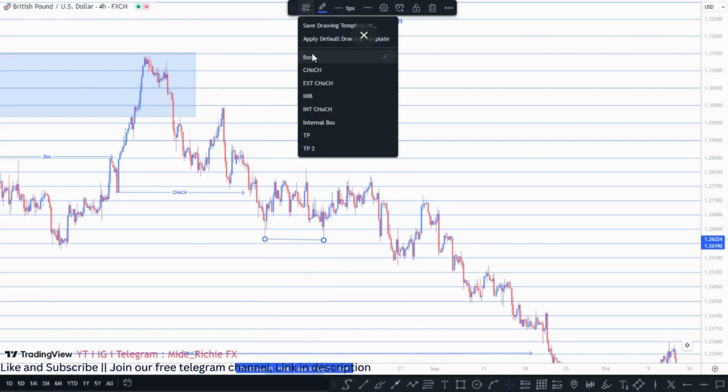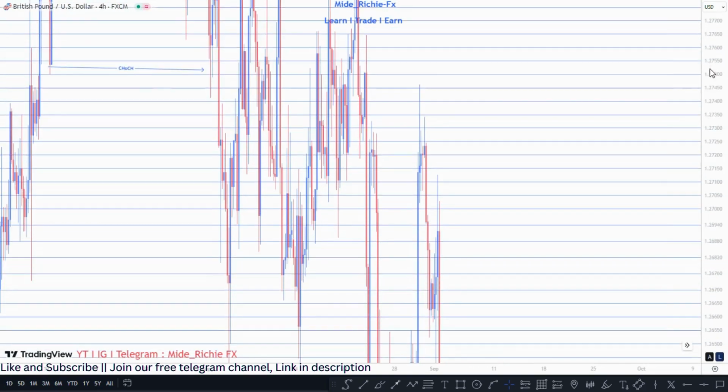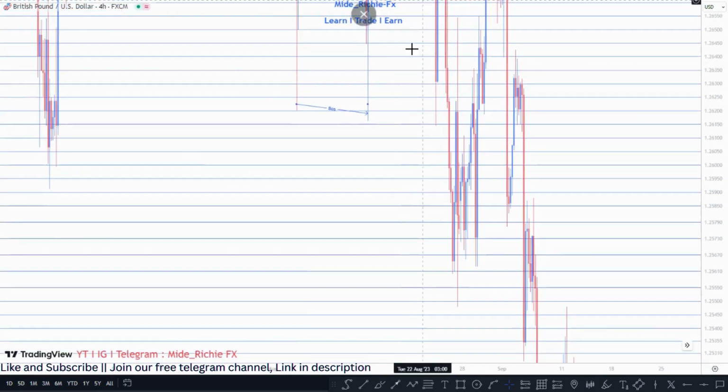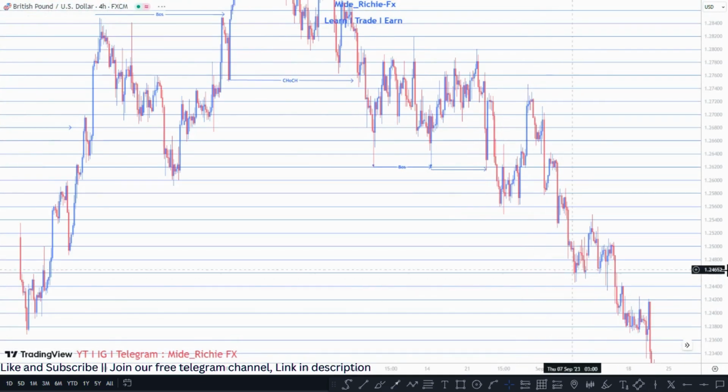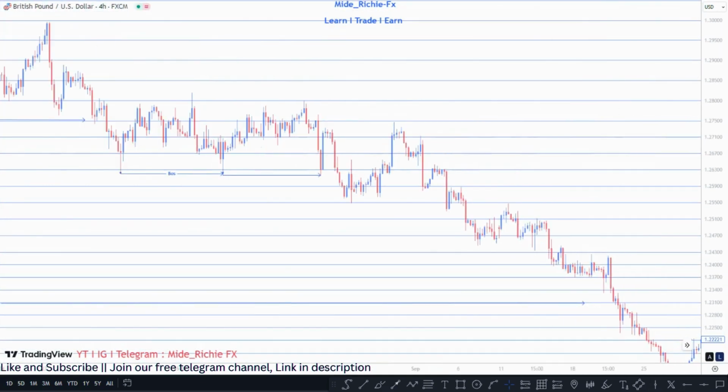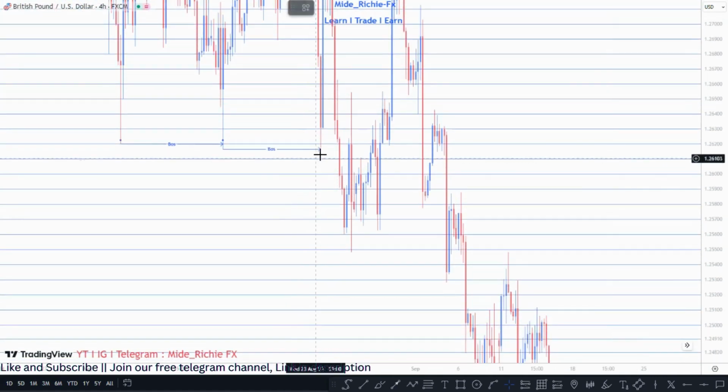All right, we have this BOS right here. Okay, so after that we had another break of structure, which is this one. Okay. So after that we actually have a minor BOS at this point too, but I am not going to mark that. So we have another significant break of structure right here.